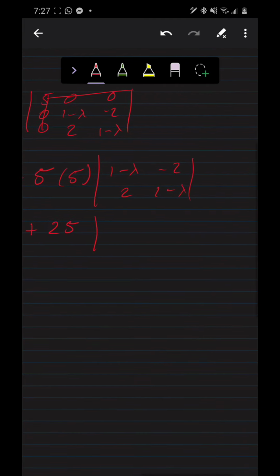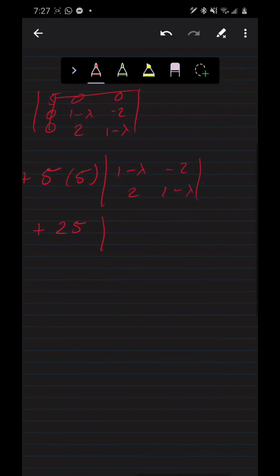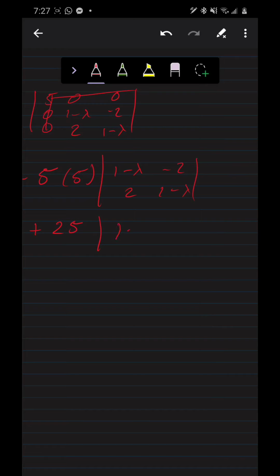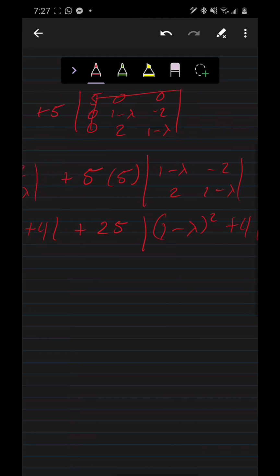And then for here, again, let's cross multiply. It's going to be pretty much the same as this. So we're going to do 1 minus the eigenvalue squared, and this is going to be +4.